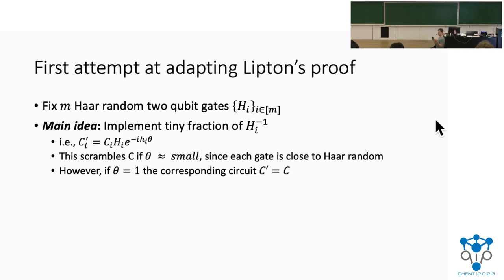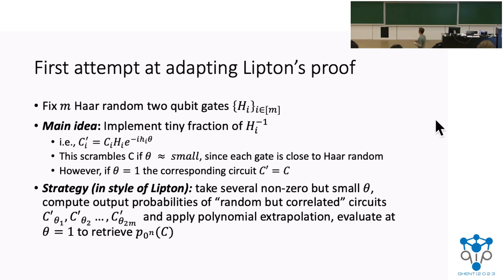If you take theta values that are really small, then the circuit C theta looks really random. If you take theta that's very large, like close to 1, it's not only not random, it looks like C, the worst case circuit, okay? So what are we going to do with that? Well, the strategy would be something like this. Let's consider taking several non-zero but small values of theta. We'll call them theta 1, theta 2, and so on.